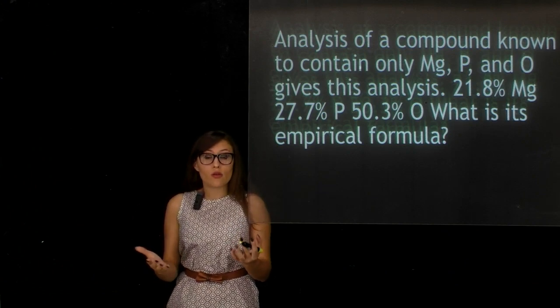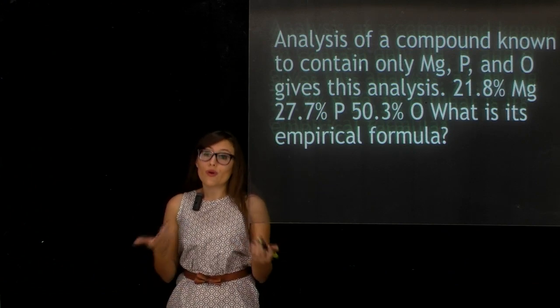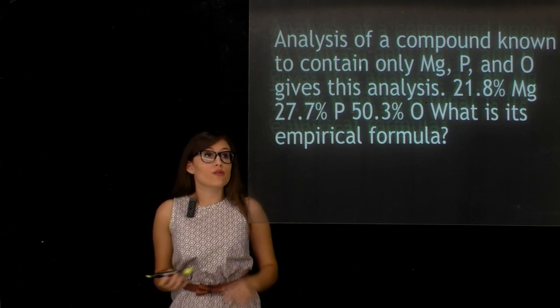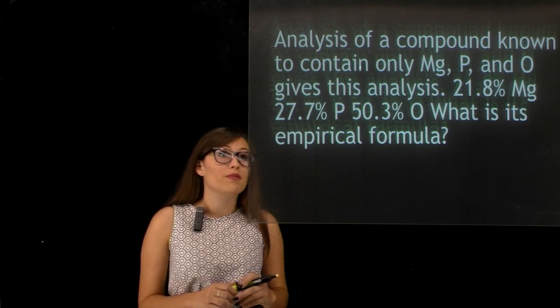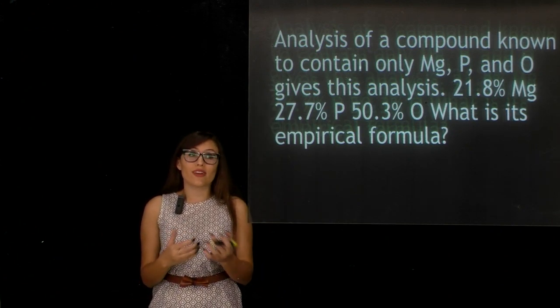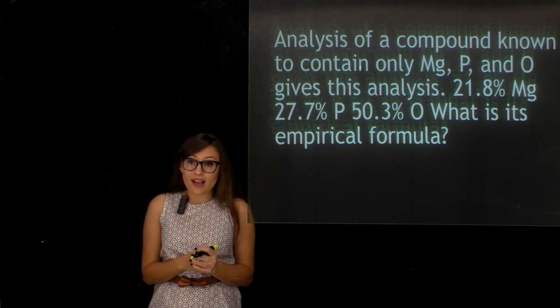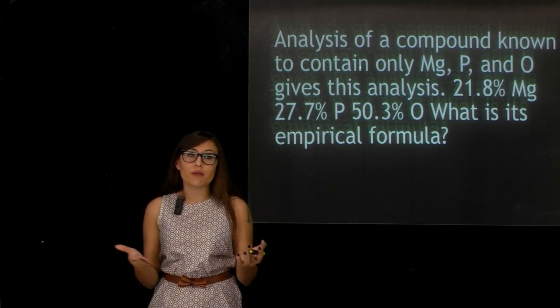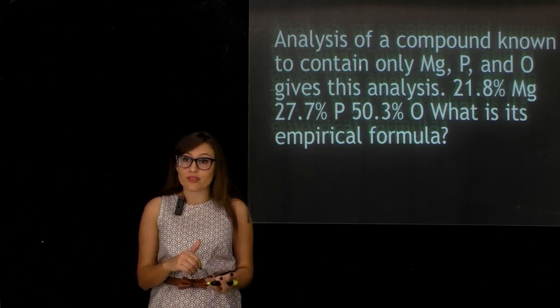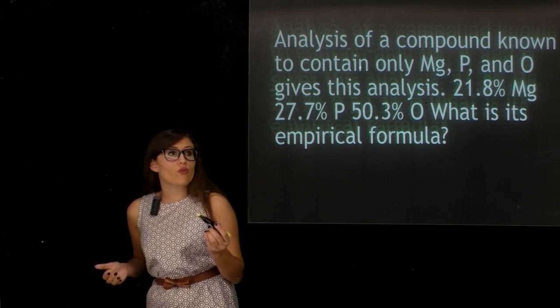Well, when doing empirical formula and they give us percents, we always assume that this sample is out of 100 grams. So this will make this 21.8 grams of magnesium, 27.7 grams of phosphorus, and 50.3 grams of oxygen. And when doing empirical formulas, you have to convert those grams to moles for your first step. So let's go ahead and start writing these out.